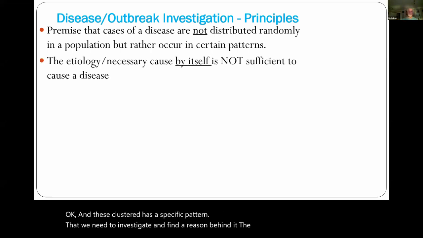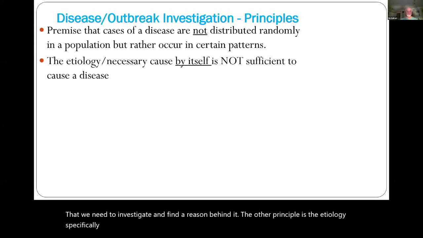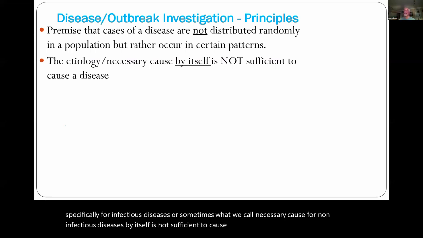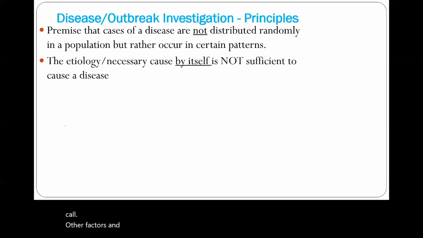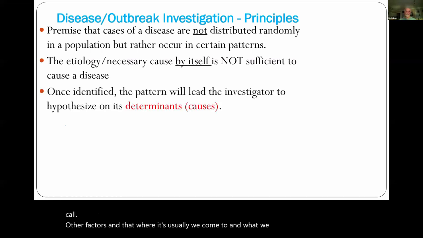The other principle is that the etiology, specifically for infectious diseases, or what we sometimes call a necessary cause for non-infectious diseases, by itself is not sufficient to cause a disease. There is a need for other factors, and that's where we come to what we call the determinants for the causes.